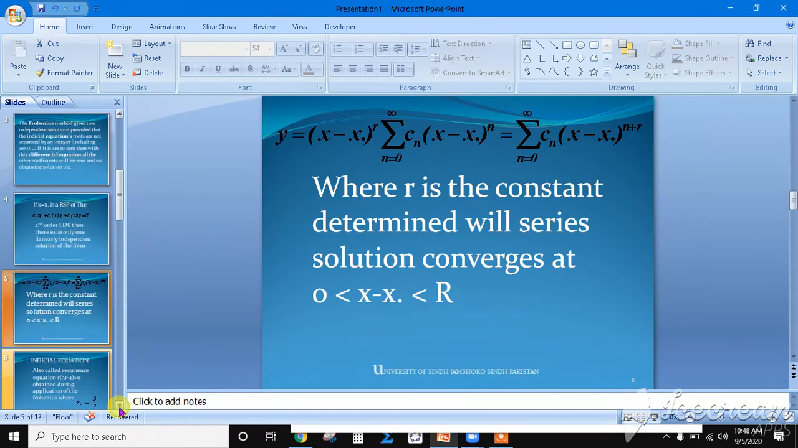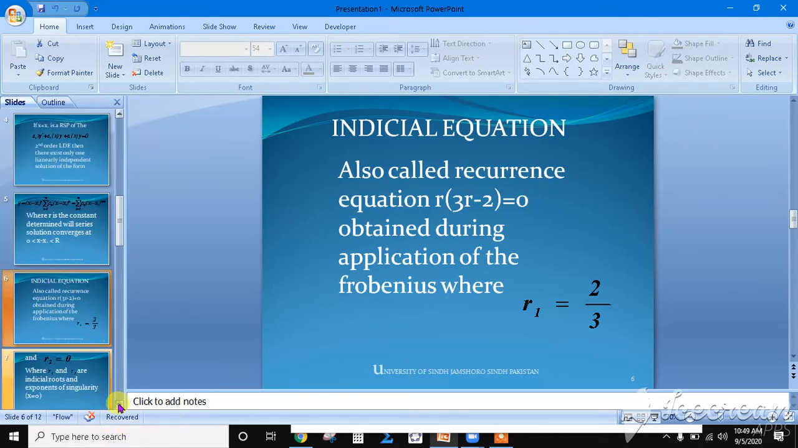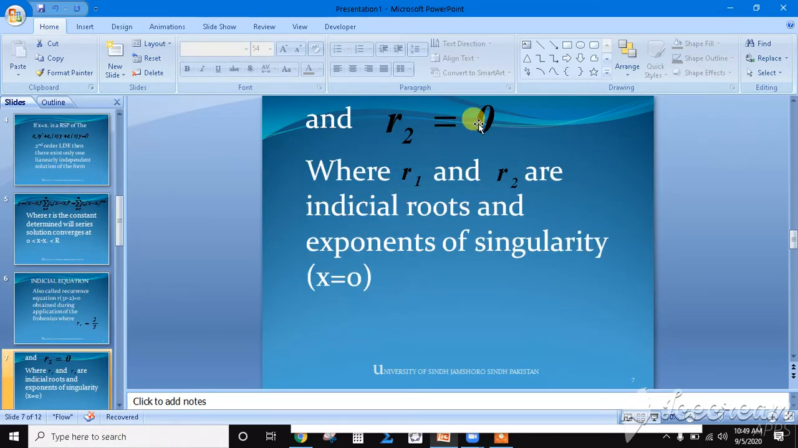Okay, understand? Got it? Now we move to the indicial equation, also called the recurrence equation, r(3r minus 2). Note that this equation comes from the solution of the Frobenius method. We solve the equation and get r(3r minus 2) equal to 0, which is obtained during the application of Frobenius, where r1 is equal to 2 by 3 as a root, and r2 is equal to 0, where r1 and r2 are indicial roots and exponents of the singularity at x equal to 0.